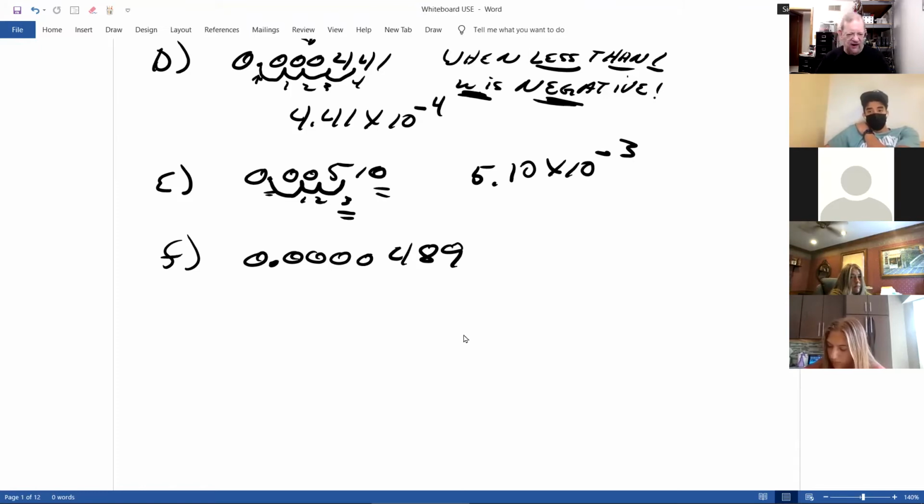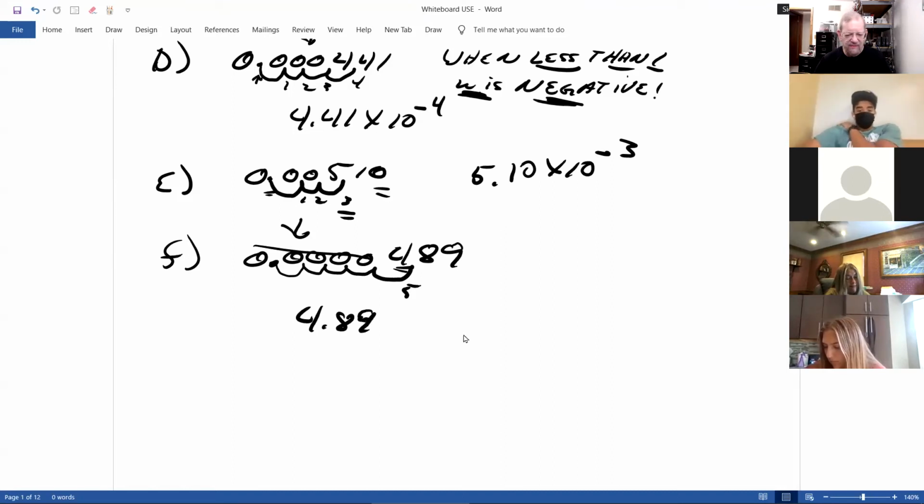Here's the decimal point. How do you write it in scientific notation? You move the decimal point to the right of the first non-zero number, 1, 2, 3, 4, 5. We moved it 5 times. Lead zeros are dropped. So this would be 4.89 times 10. It's a number less than 1, therefore the exponent is negative 5. Let's do one more.